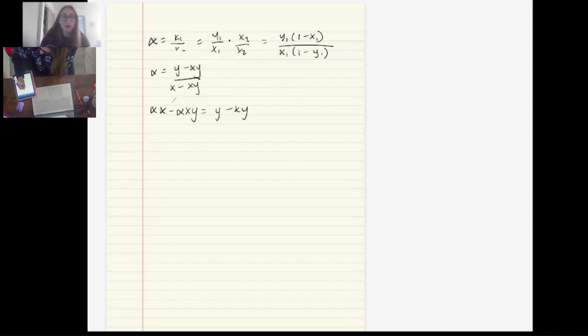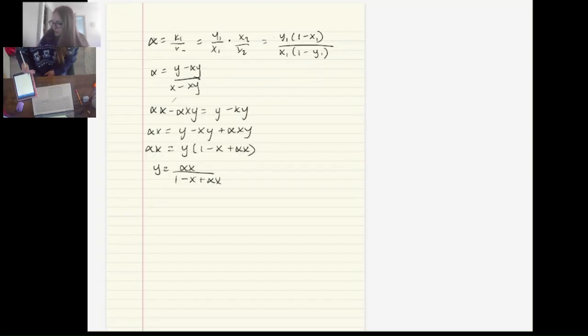And then I'm going to move over because we're going to pull out that y and solve for it. So it's going to be alpha x equals y minus xy plus alpha xy. Pull out the y, so alpha x is equal to y times (1 minus x plus alpha x). And then we'll have y is equal to alpha x over 1 minus x plus alpha x. So this is what we're going to use in our coding. So this is very important.